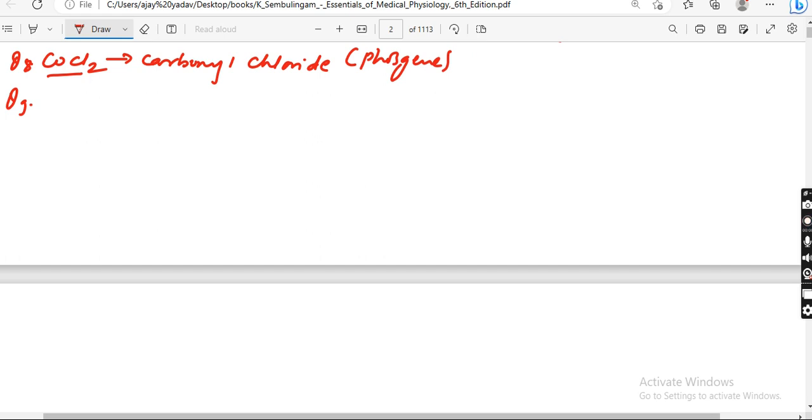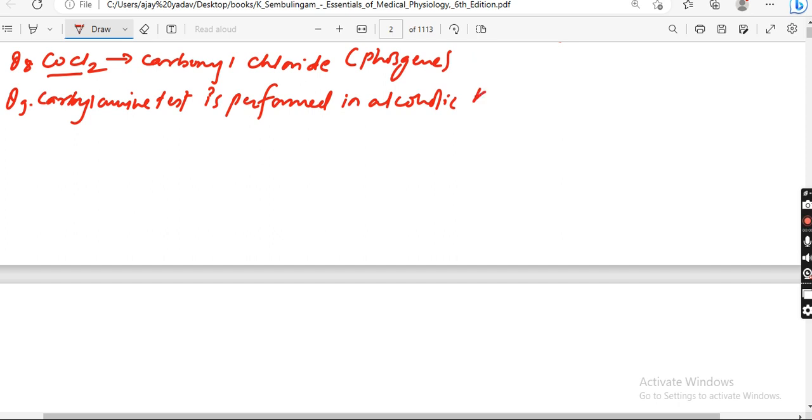So now let us see here, the carbylamine test is performed in alcoholic KOH by heating the mixture of, so you should remember this is just a reaction.